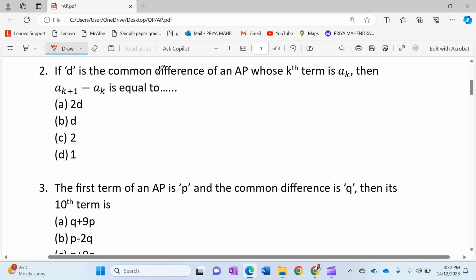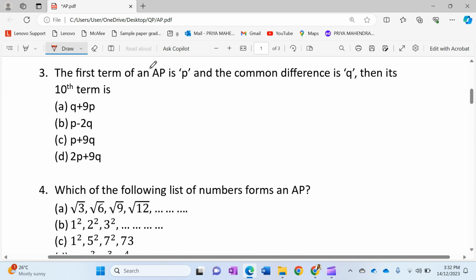Question number 2. If d is a common difference of an AP whose kth term is represented as a subscript k, then a subscript k plus 1 minus a k is equal to. Suppose I take the value of k as 1, then what will happen? When I substitute the values in this expression, it becomes a2 minus a1, and we know this is the difference between two consecutive terms of a progression, which is nothing but the common difference d. And always remember, the difference between two consecutive terms is always constant and is specified by the letter d. So the option is b, d.